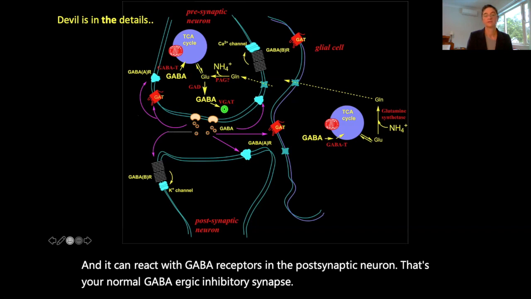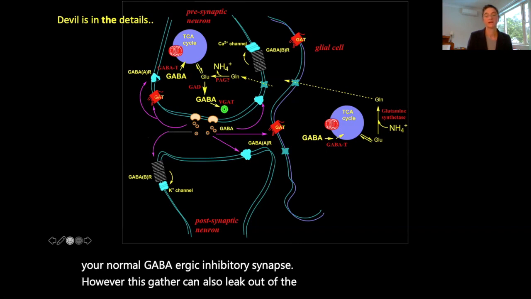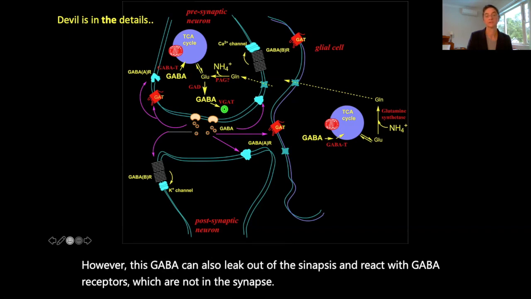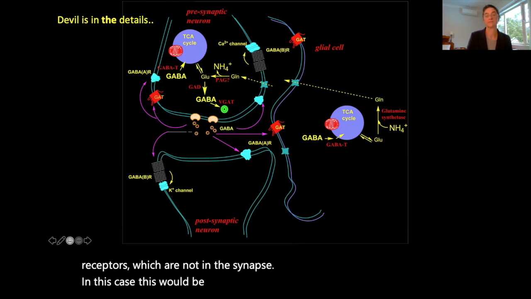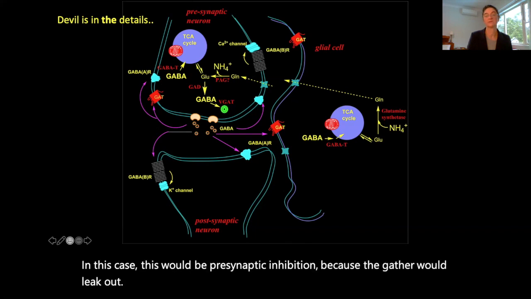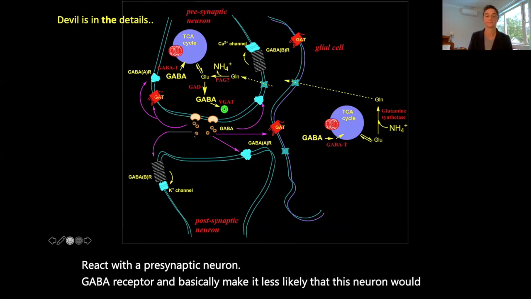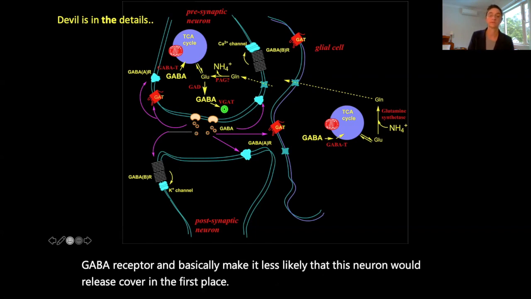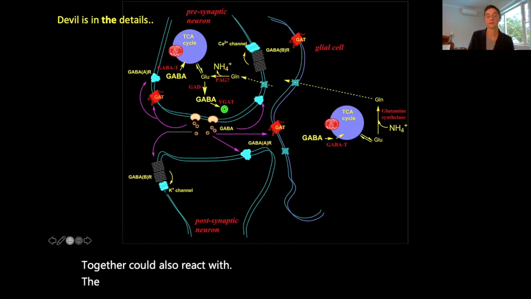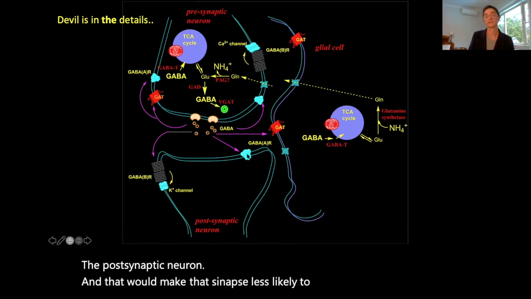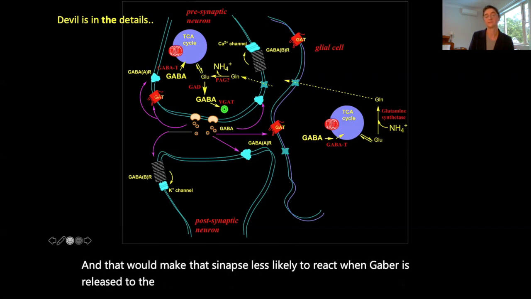However, this GABA can also leak out of the synapses and react with GABA receptors which are not in the synapse. In this case, this would be presynaptic inhibition, because the GABA would leak out, react with a presynaptic neuron GABA receptor, and basically make it less likely that this neuron would release GABA in the first place. The GABA could also react with a postsynaptic neuron, and that would make that synapse less likely to react when GABA is released to the postsynaptic receptor.